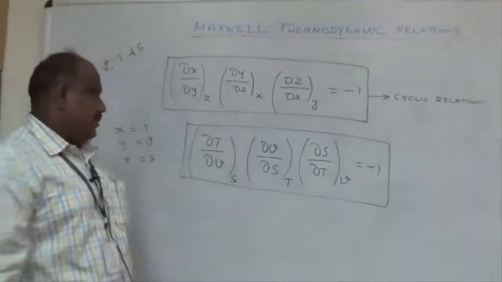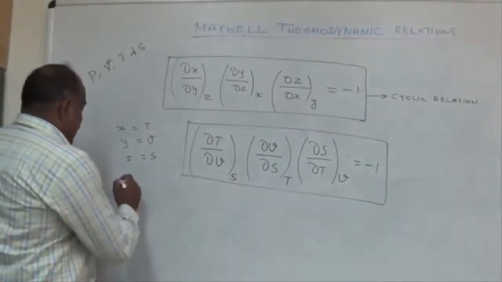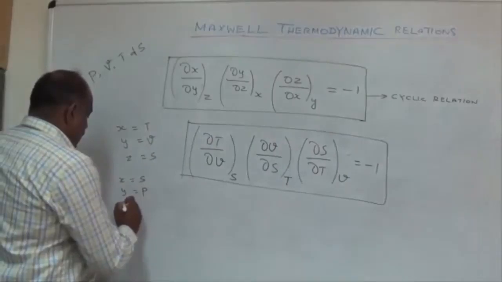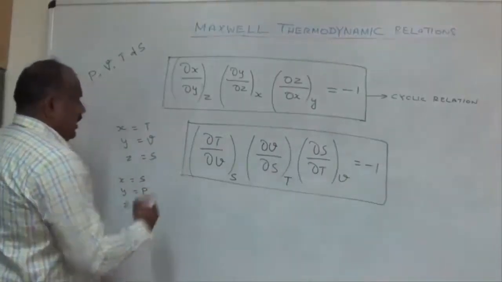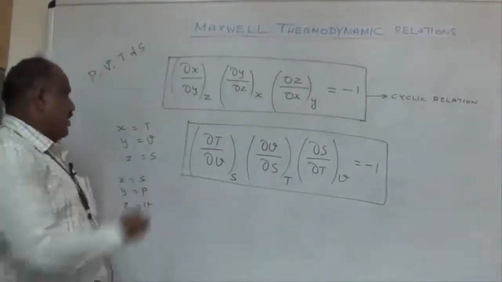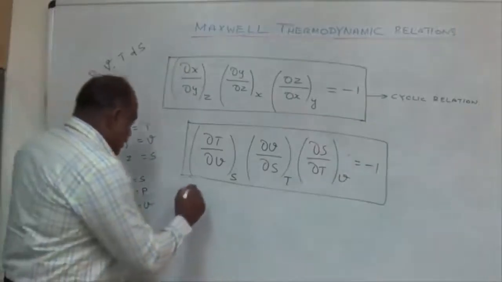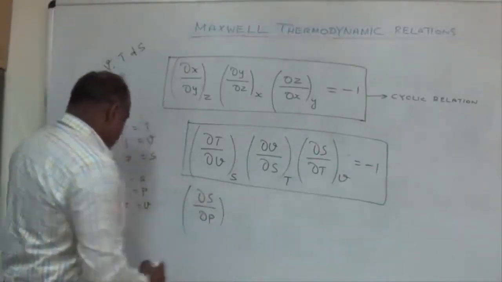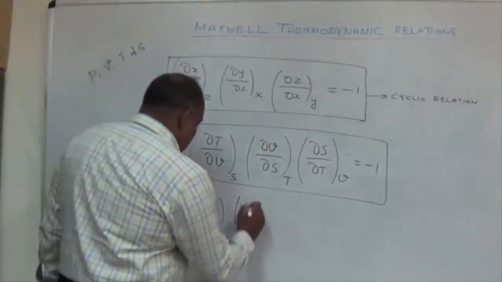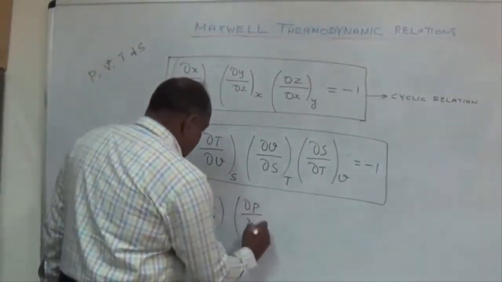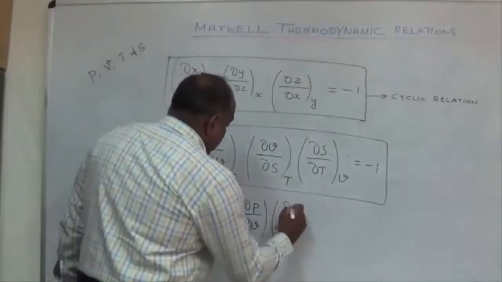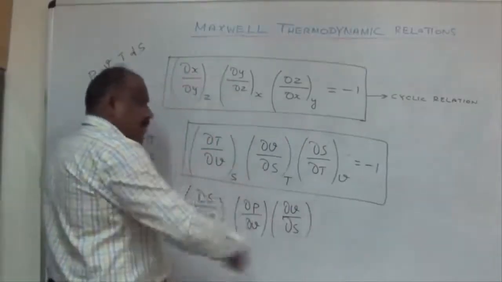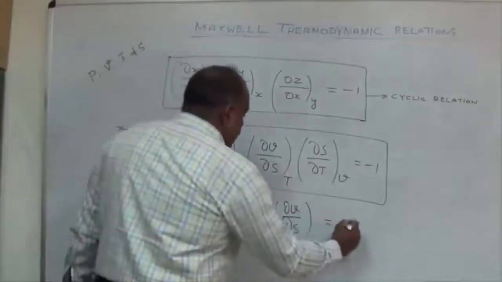this equation. Similarly, you can take X equal to S, Y equal to P, and Z equal to V. Anything. There is no need to take only SPV or PVS. Anything you can use. Now the relationship will become ∂S/∂P and ∂P/∂V. The third variable is V. Then ∂V/∂S. We have to come and complete with S. Then only it becomes a cycle equal to -1.